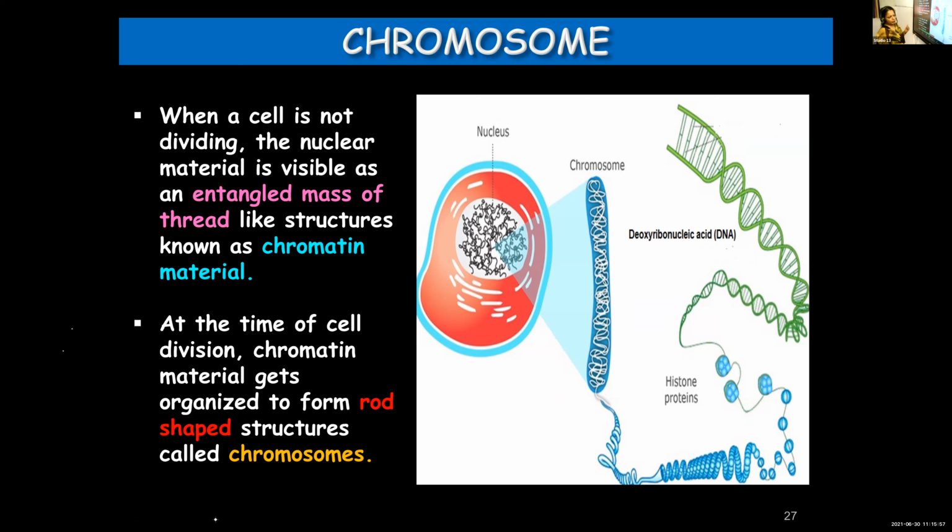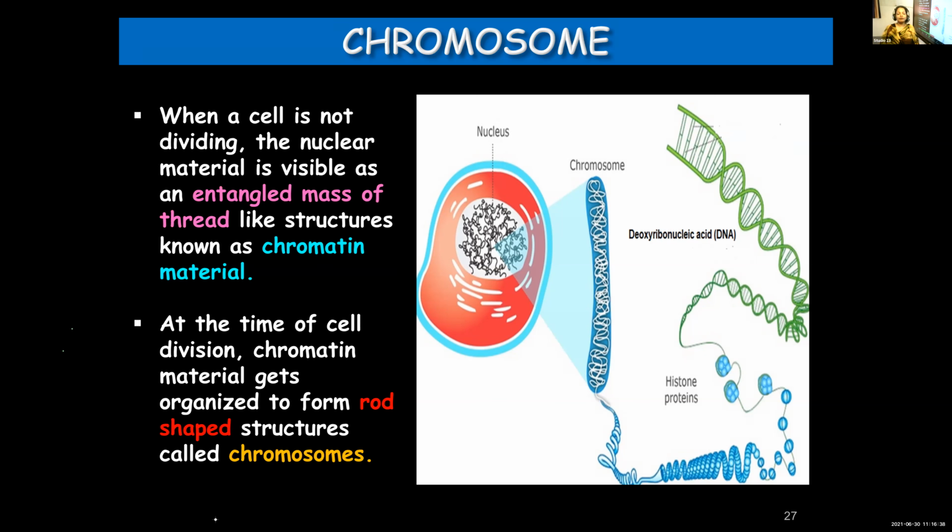So in a cell which is not undergoing division, the chromosomes will be in the form of an entangled mass of thread-like structures. But when the cell is about to divide, the chromatin material will condense, will become thick and form what you call chromosomes, made of DNA and proteins. And a small piece of DNA or functional segment of DNA you call a gene. Chromosomes carry genes.